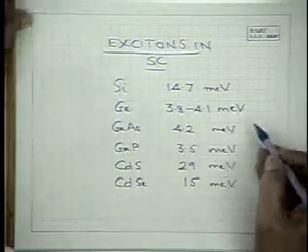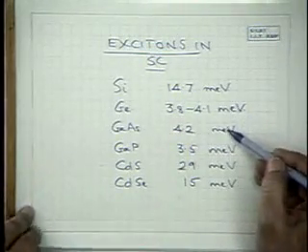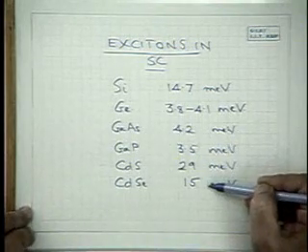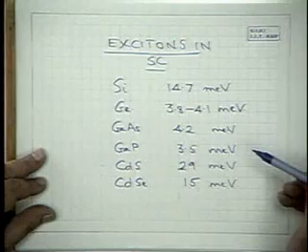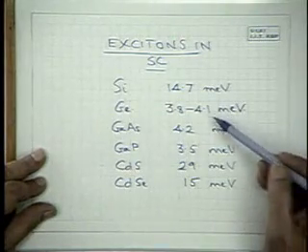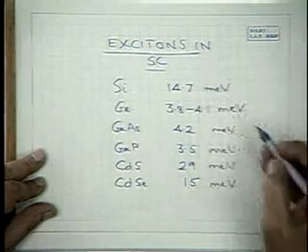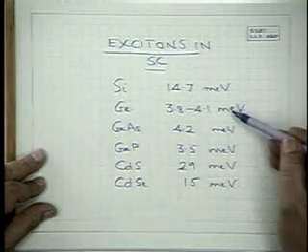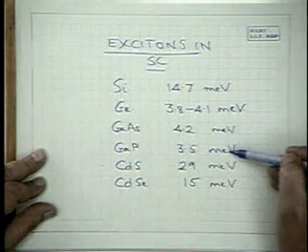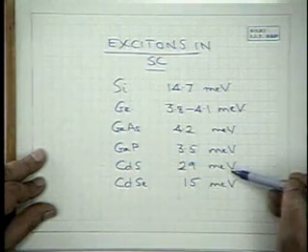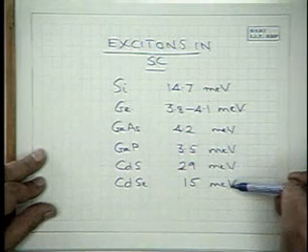Can you suggest why the values of the excitonic energies are small in germanium and gallium arsenide and gallium phosphide, but much larger in silicon, cadmium sulfide, and cadmium selenide?